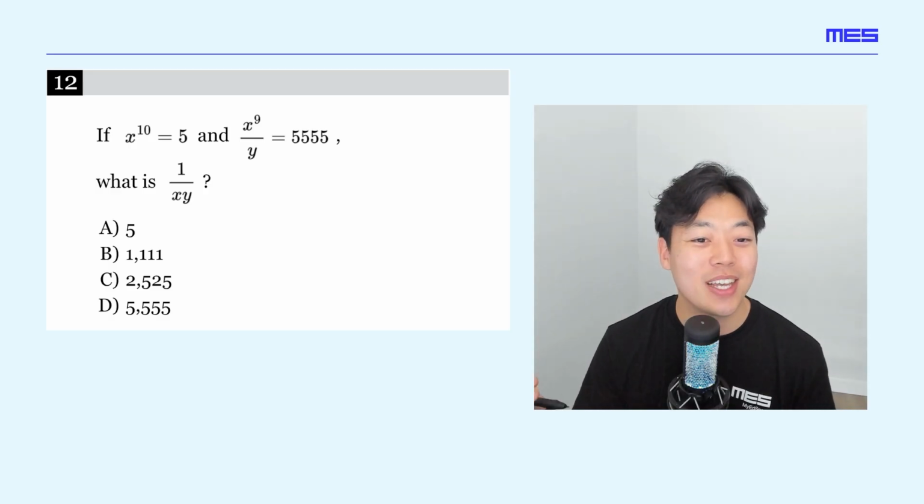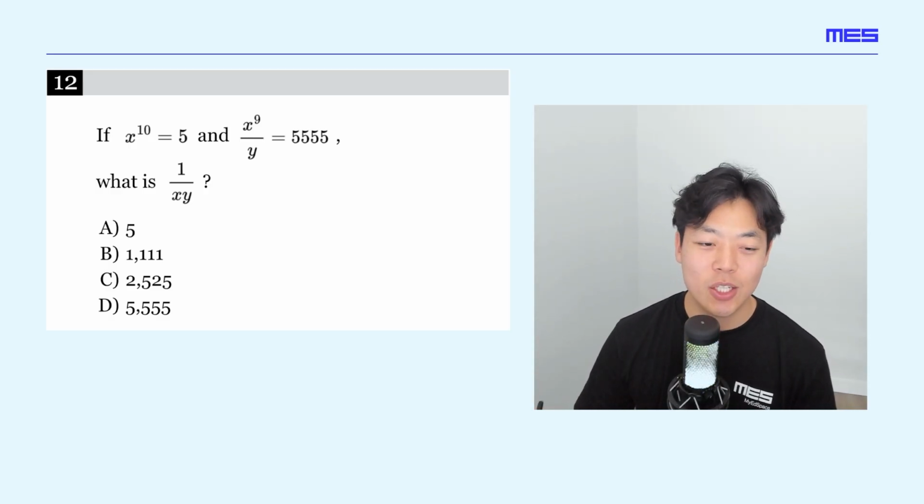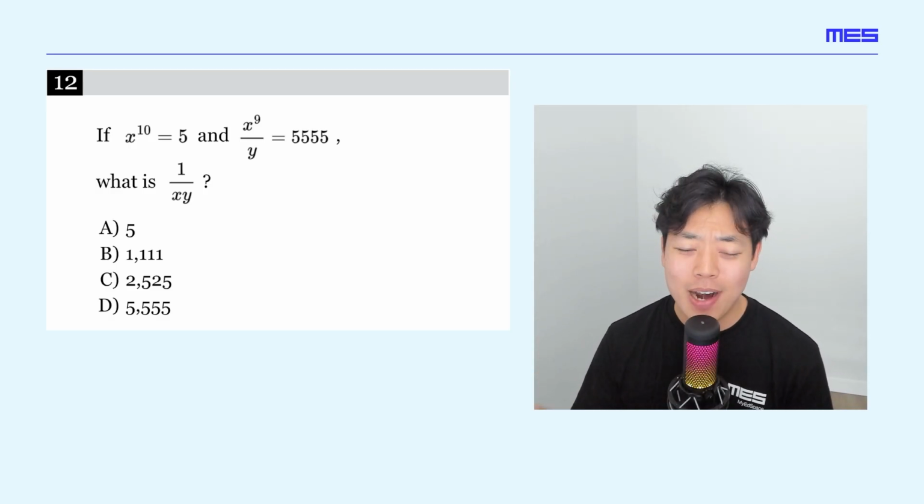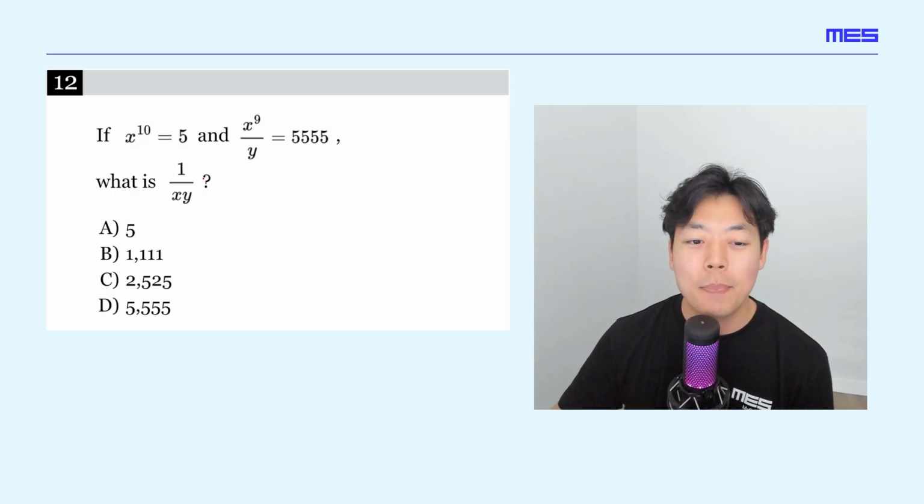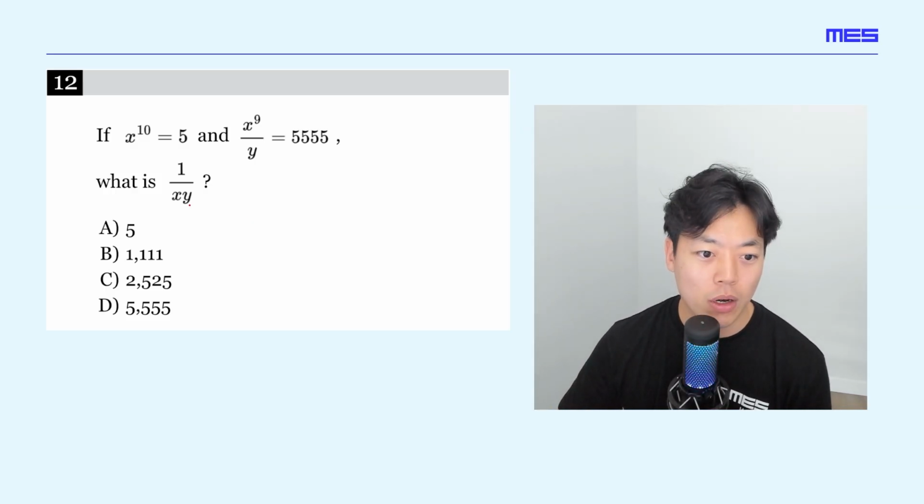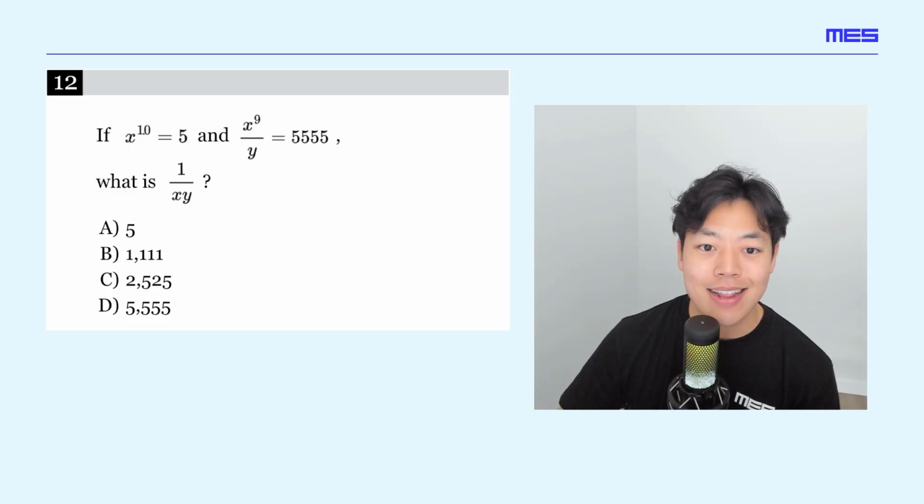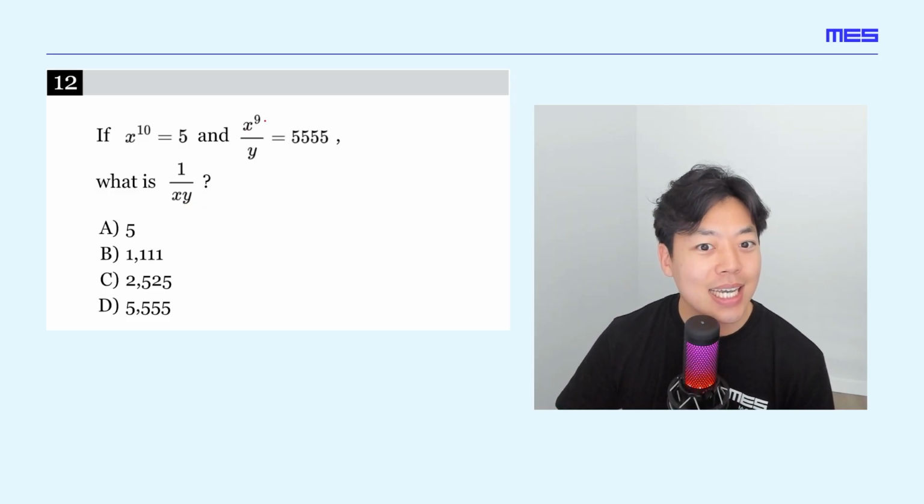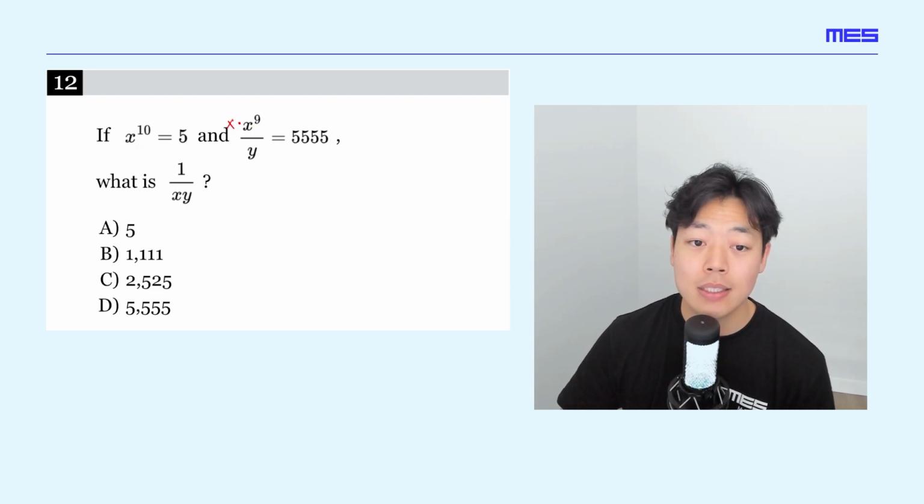This one is actually one of the easiest ones, but it looks a little dense because we're given a whole bunch of fractions, exponents, and whatnot. But take a look at what we're trying to solve for. We're trying to solve for 1 over xy. We're given x to the 10th and x to the 9th. What do we need to do to x to the 9th to get to x to the 10th? What if we multiplied by x on the top? In order to do that, we must also multiply the bottom by x in order to maintain the equality, or maintain the balance of this term.